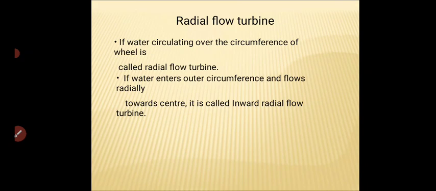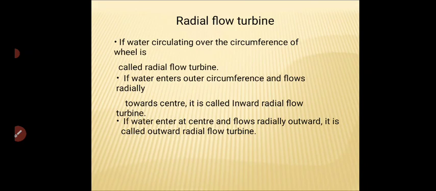If the water enters the outer circumference and flows radially towards the center, it's called inward flow turbine. It means the water enters the outer circumference of the wheel and flows radially towards the center, called inward radial flow turbine. If the water enters at the center and flows radially outward, it is known as outward radial flow turbine. In radial flow there are two types. First one is the inward radial flow and second one is the outward radial flow.